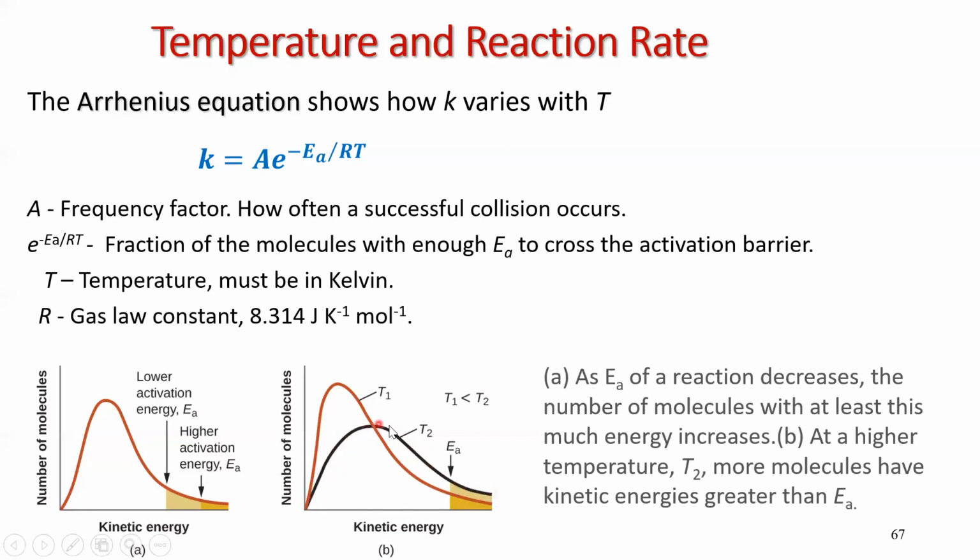So at a higher temperature, we have more molecules that can overcome that activation energy and actually carry out a reaction. This graph is telling us that as the activation energy decreases, the number of molecules with at least that amount of energy increases. So if we decrease the activation energy, the reaction is going to go faster. And this graph tells us that when we increase the temperature, more molecules have enough energy to overcome that activation energy.